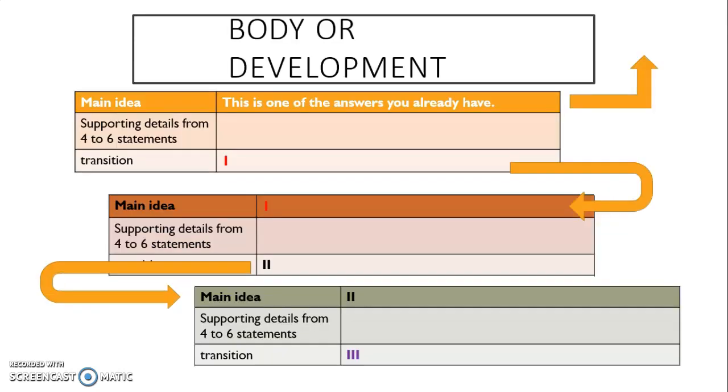We have 3 paragraphs for the body, all of them beginning with a main idea, then followed by supporting details. That will be around 4 to 6 statements where you can include facts or statistics or even explanation, and then you will close this with a transition. So for the body, you open with a transition and you close with a transition that would lead you to the next paragraph, and so on and so forth.